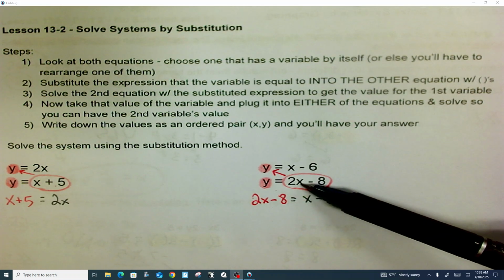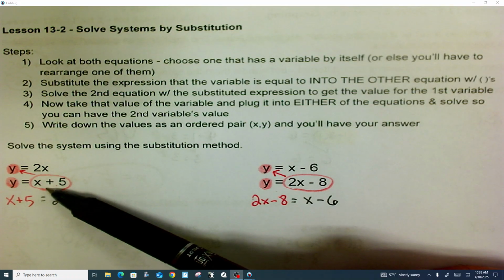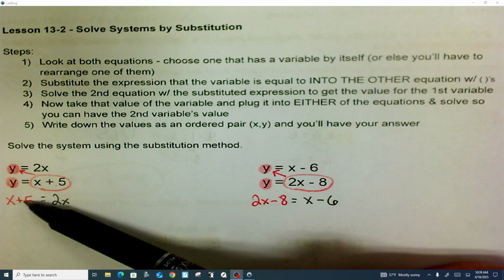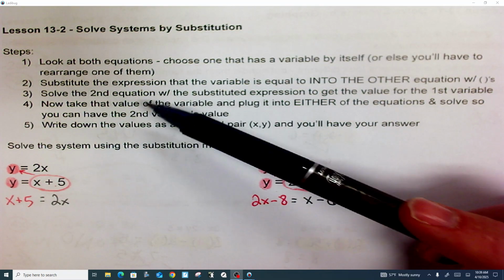Y is equal to 2x minus 8. We popped it into the y. Y is equal to x plus 5. We popped it into that y. So there's your x plus 5 right there, and it's equal to 2x. So that's what's happening. So what's the next thing?